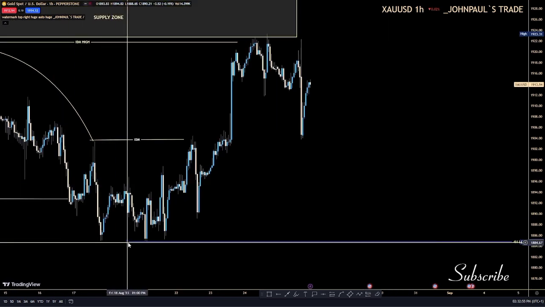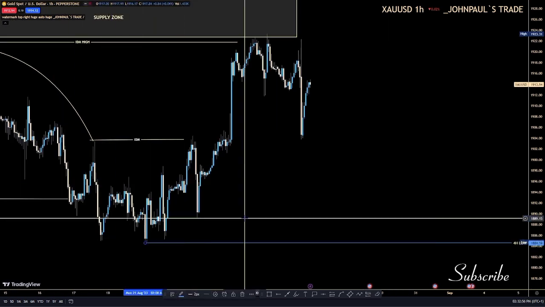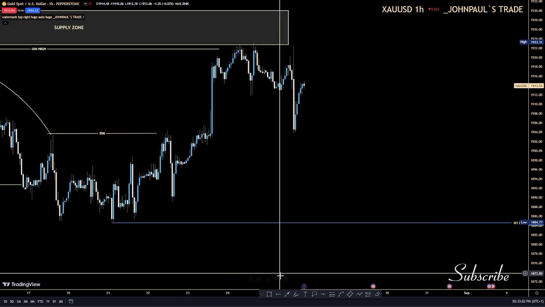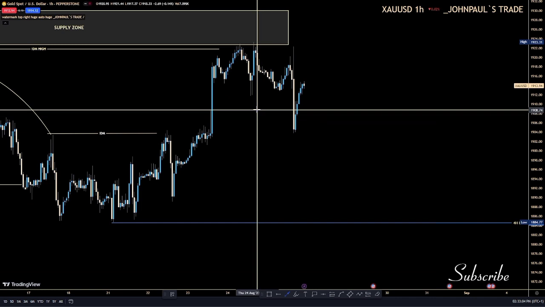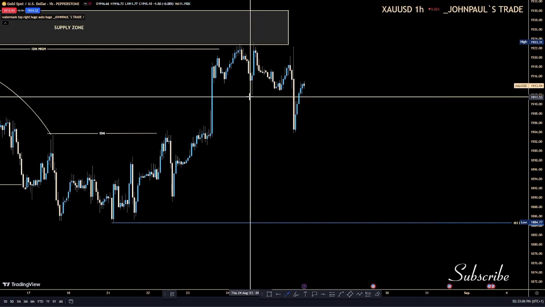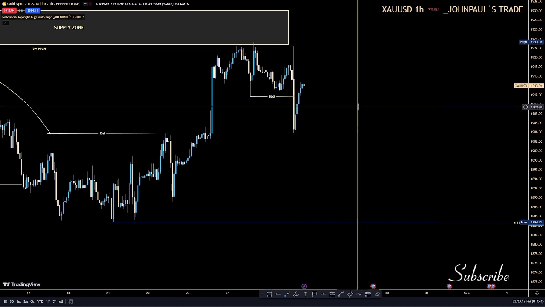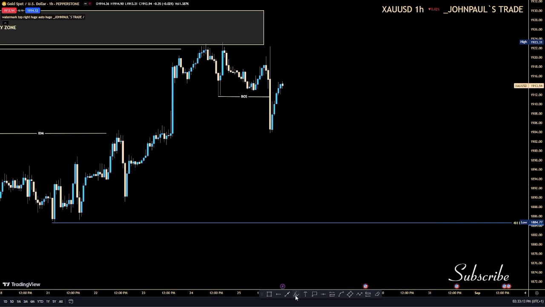Okay guys, now the market has changed character already after it has tested that supply zone. First it tested it and made a deeper pullback and still respected that supply again. Now we have the break of structure, we have a supply chain, or you can use it as SMS also. You can mark it as SMS also.